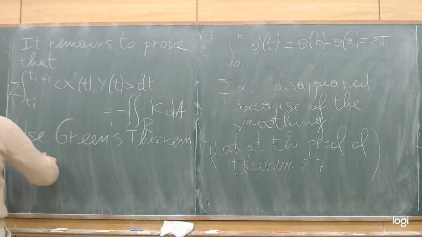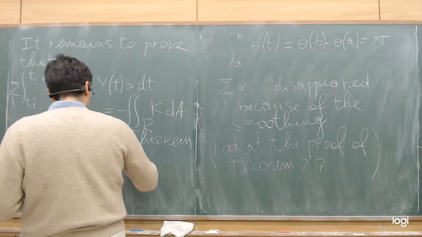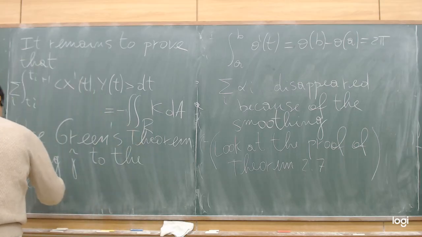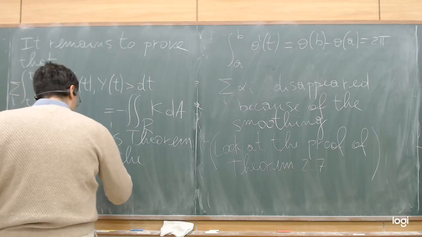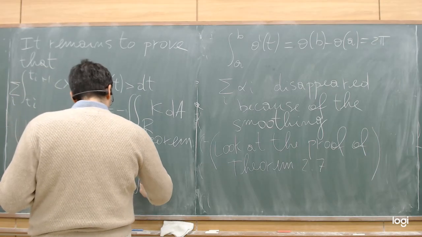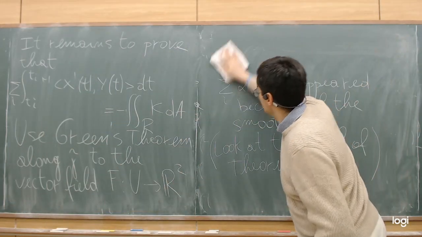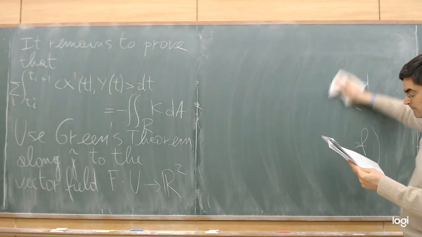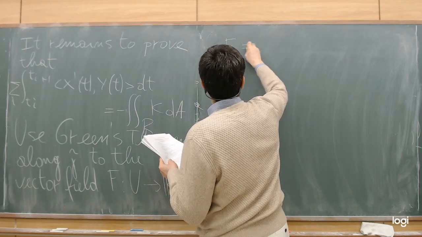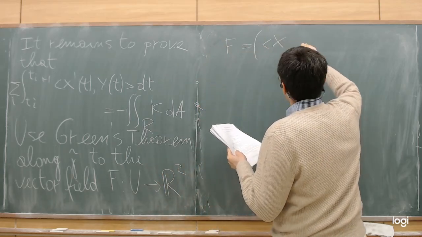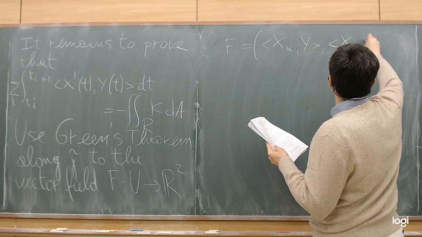Along gamma theta, we apply it to the vector field F defined on nu with values in R2, defined this way. F equal xu y, xv y.